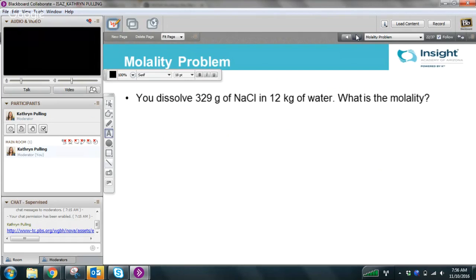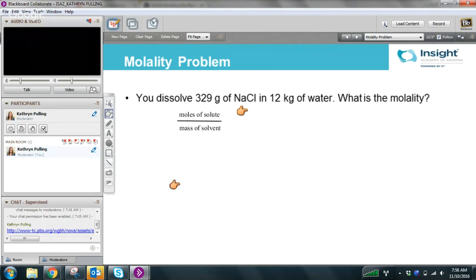Molality, on the other hand: you dissolve 329 grams of sodium chloride in 12 kilograms of water. What is the molality? So again, let's write down how we figure out molality. It's the moles of solute divided by the mass in kilograms. What is nice, mass is already in kilograms, but we have a mass of solute, so we have to convert that to moles.